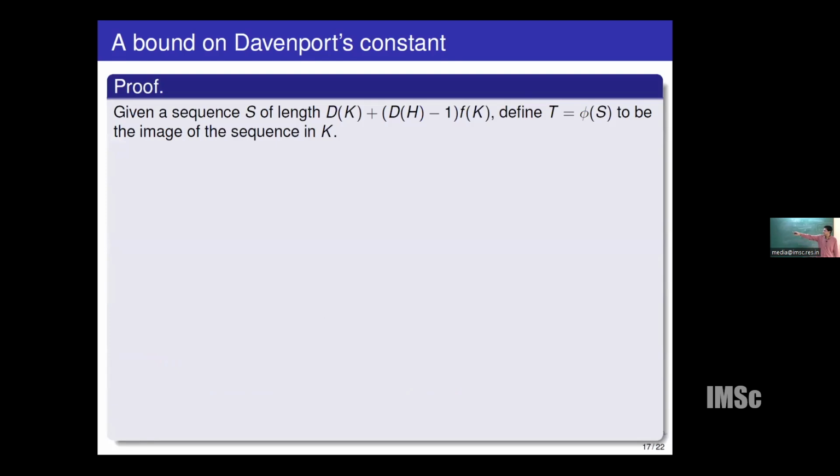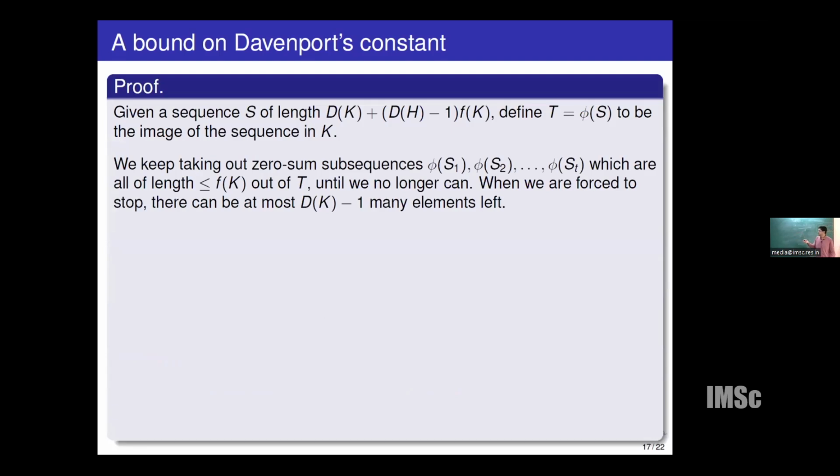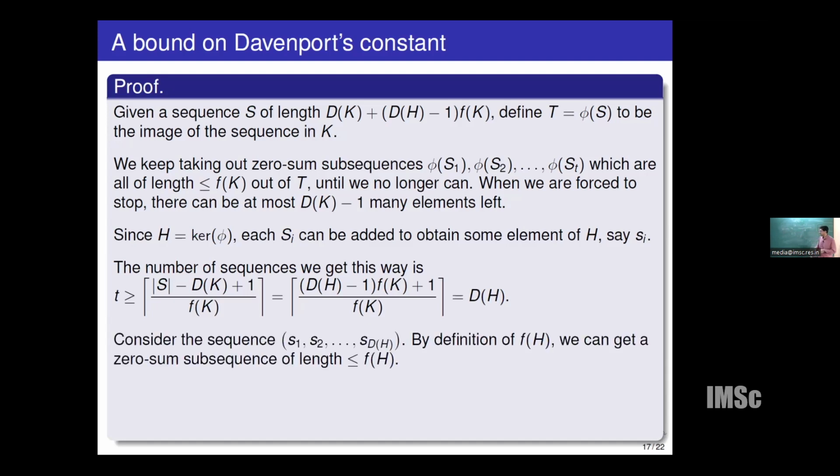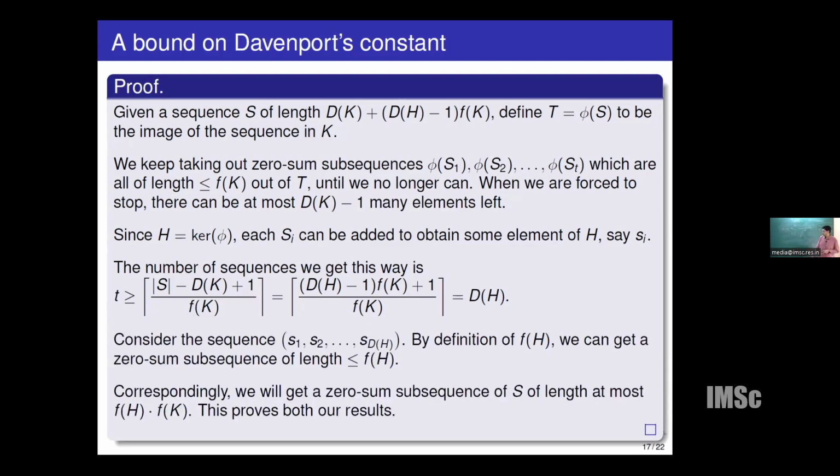And how do we do it? Again, we take a sequence of this length and we look at its image inside of K. Now we can take zero sum sequences S1, S2 up to St, whose images under phi will all be bounded in length by FK because we are looking at the sequences in K. Since these sequences add up to 0 inside K, the corresponding elements in S will add up to something in the kernel, which is H. So I will get DH many elements in H, and by the definition of the Davenport's constant, some subsequence of them will add up to 0, and therefore we will get a zero sum subsequence of the original sequence, which proves that DG is less than or equal to this number, and correspondingly we will also get the bound on F by the same argument.